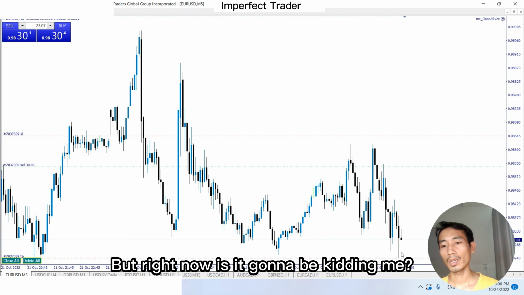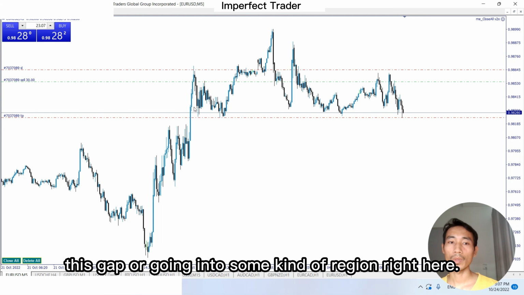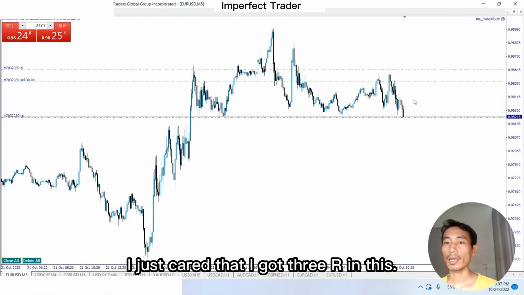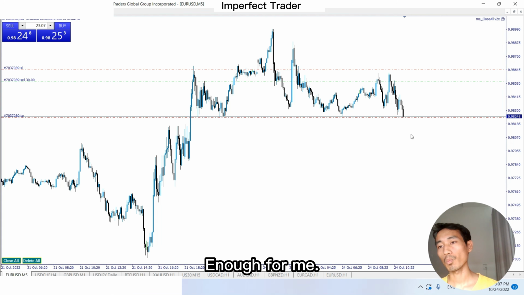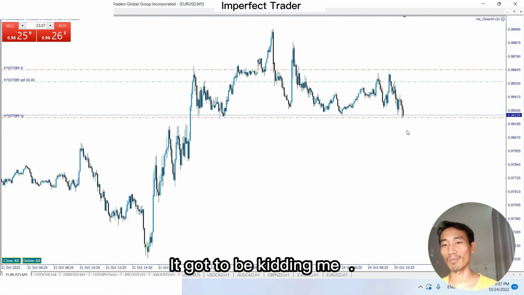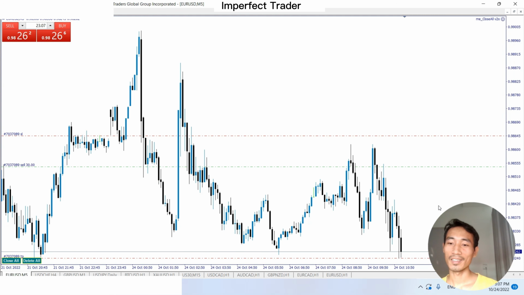Like right now, you've got to be kidding me. I think price can go up to this region and close this gap, or go into some kind of region right here. But I don't care. I just care that I got 3R, and that's enough for me. It's really long. It's enough. You got to be kidding me. This trade.